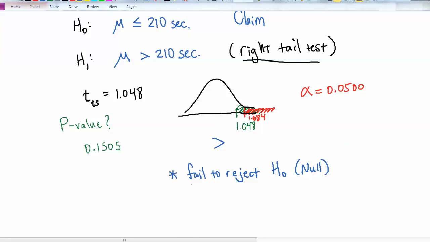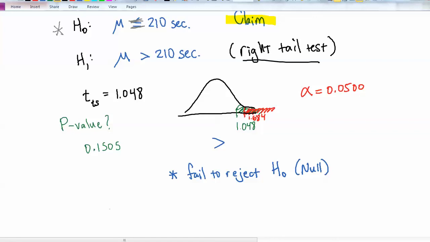Now, what does that mean about the original claim? Well, it depends on if the claim was the null or it wasn't. The claim was the null. You see that here it contained the equality, right? We're just looking for that testing point right there. So we just ignore the less than part and we're looking at the equality. So that is where the null was.